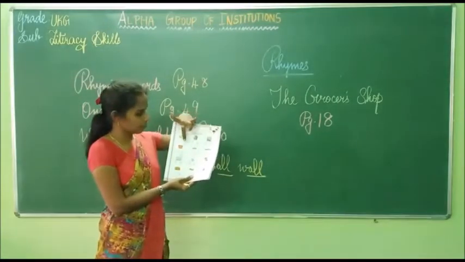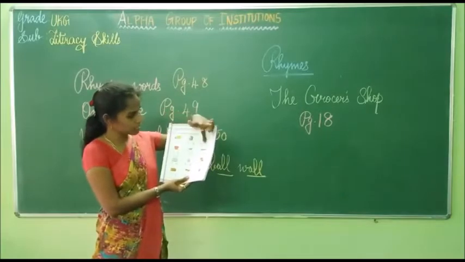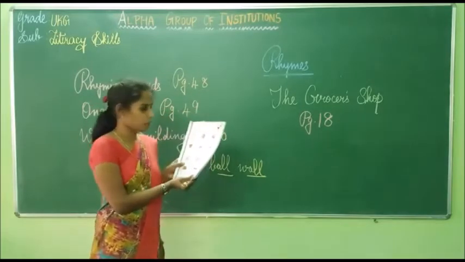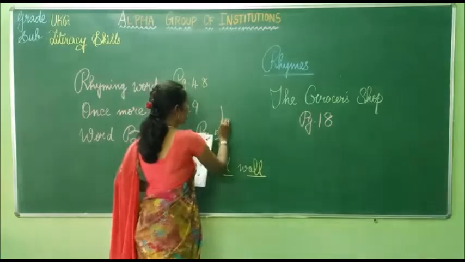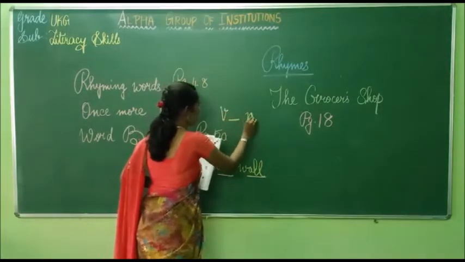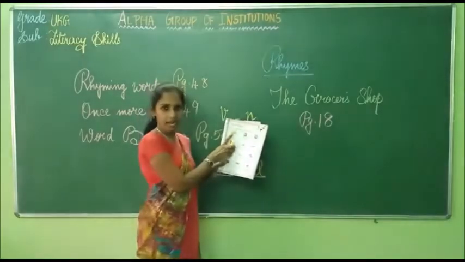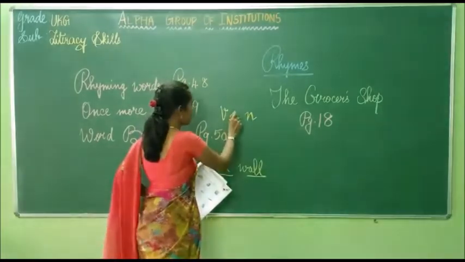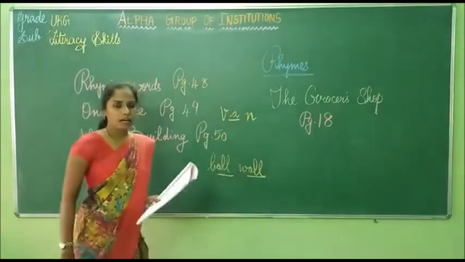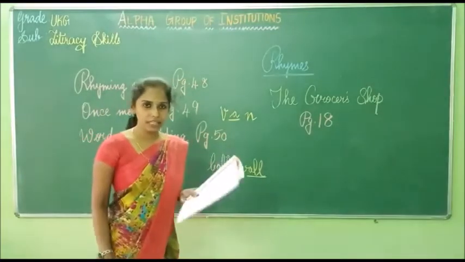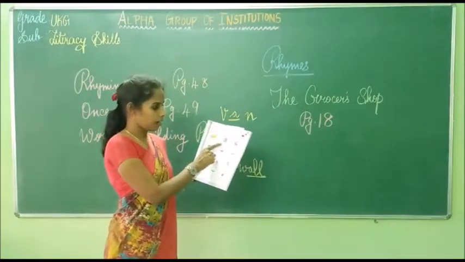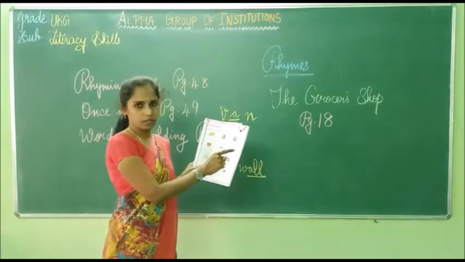The pictures are given, children, and some letters are missed out in each word. If it is V dash N, you have to identify the name of the picture. The picture is van, right? So letter A is missing here. Likewise, you have to identify the name of the picture and write the missed out letter.